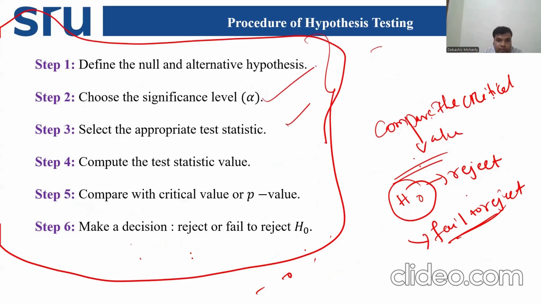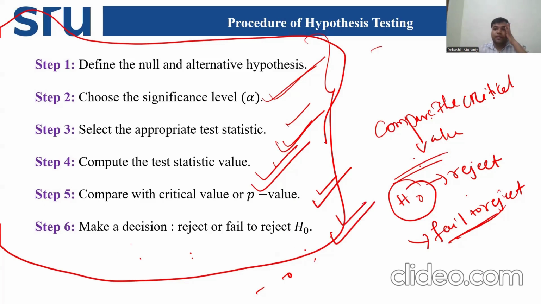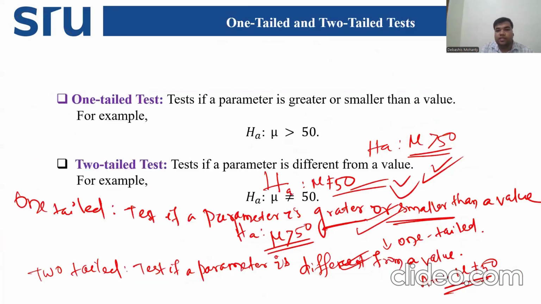In the first step, we define the null and alternative hypothesis. We choose the significance level. We select the appropriate test. We compute the test statistic. We compare with the critical values. And after that, we make a decision to reject or fail to reject the null hypothesis. These are very important, students, for your exam. So keep practicing hypothesis testing.